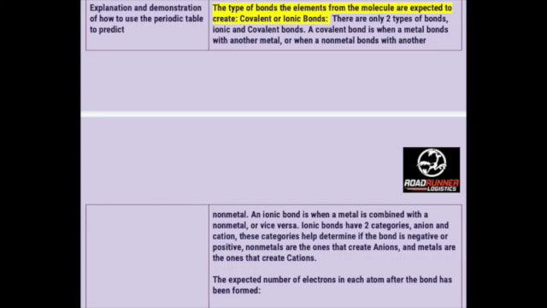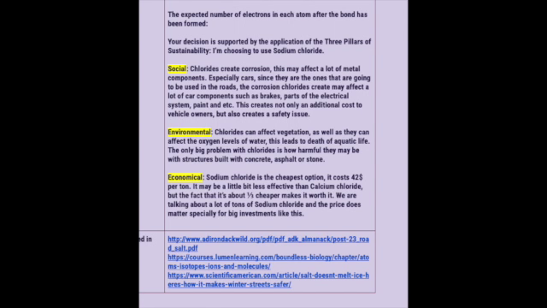For this experiment, I'm choosing sodium chloride. Chlorides create corrosion, and this may affect a lot of metal components, especially cars, since they're the ones that are going to be using these roads. The corrosion chlorides create may affect a lot of car components such as brakes, parts of the electrical system, paint, and etc. This creates not only an additional cost to vehicle owners, but also creates a safety issue.